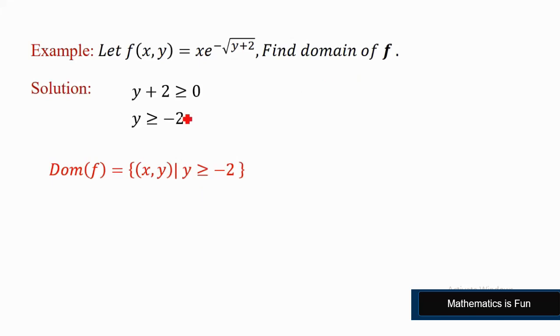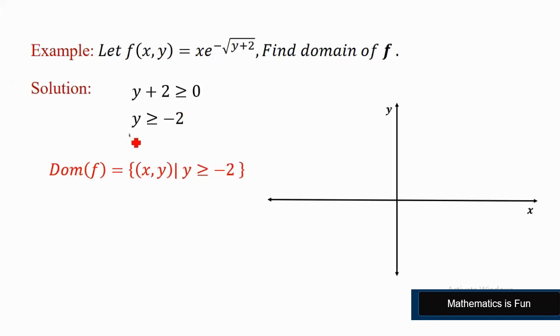So now let's sketch the domain of this function. Here we have x and y coordinates. Now here this inequality is related to the equation of the line y is equal to minus 2, and it is a horizontal line which cuts the y-axis at minus 2.